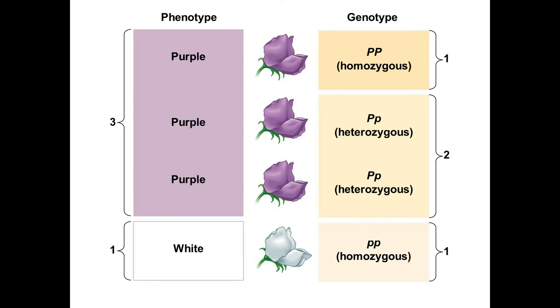So here you're looking at the distribution of phenotypes and genotypes from that cross. So 3/4 of the plants are going to have purple flowers, 1/4 are going to have white. So 3:1 is your phenotypic ratio. For your genotypic ratio, one out of the four was homozygous dominant, 2 out of 4 was heterozygous, 1 out of 4 was homozygous recessive. So your genotypic ratio is 1:2:1.